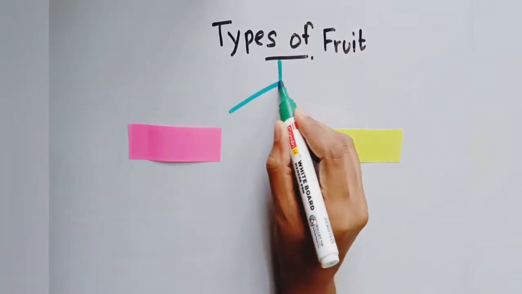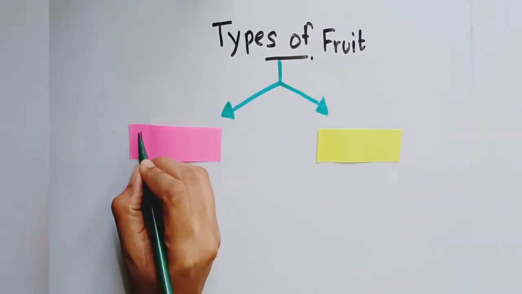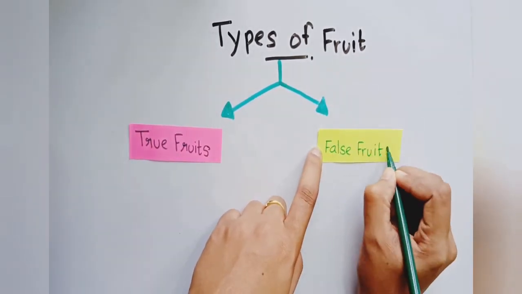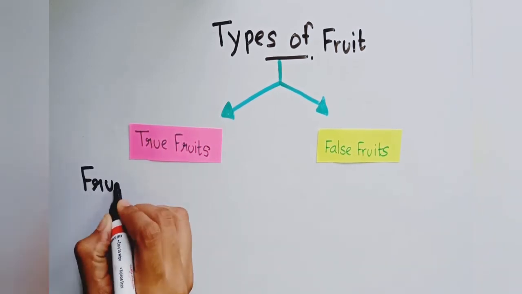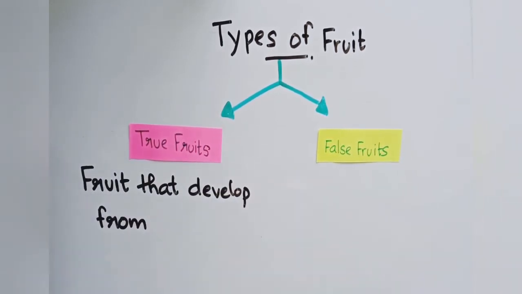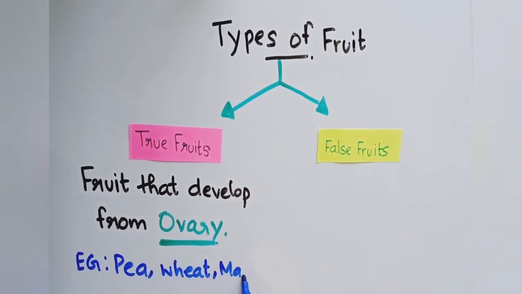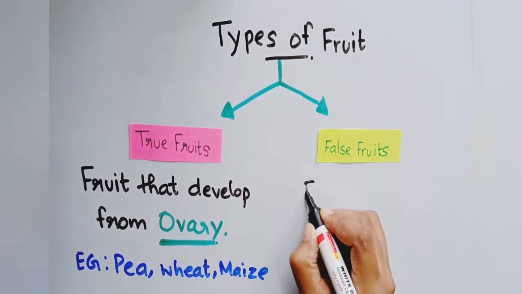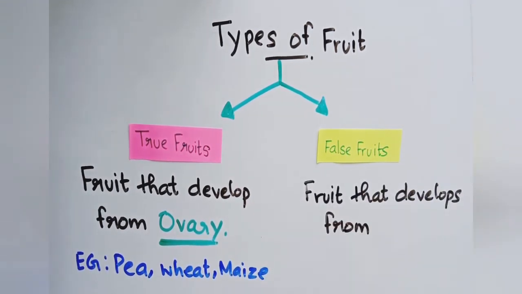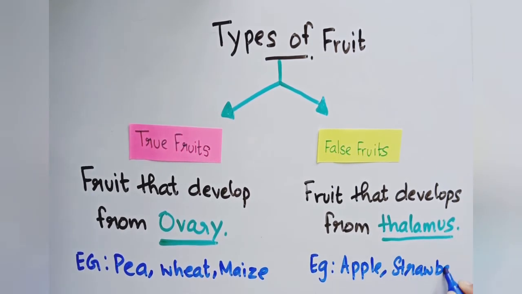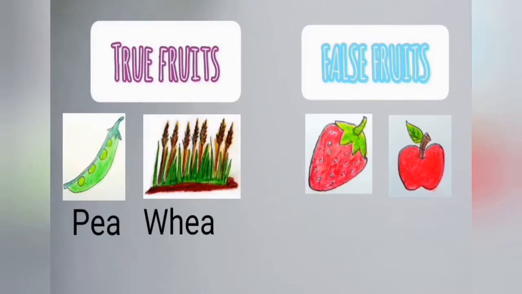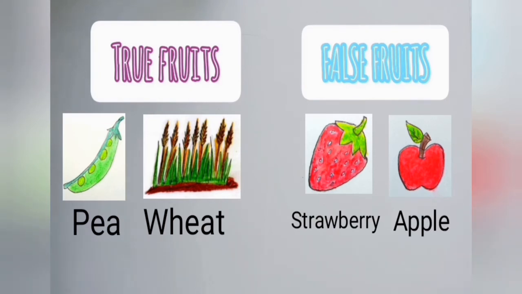Now let's learn about the two types of fruits. One is the true fruit and the other is the false fruit. Fruits that develop only from ovary are called true fruits. Example, pea, wheat, maize, etc. Fruits that develop from the ovary and the thalamus or other parts of the flower are called false fruits. Example, apple, strawberry, etc. For true fruit, some examples are pea and wheat, and for false fruit, strawberry and apple are common examples.